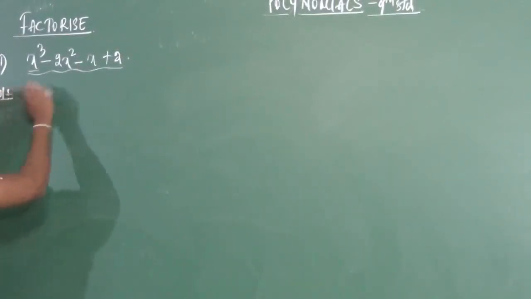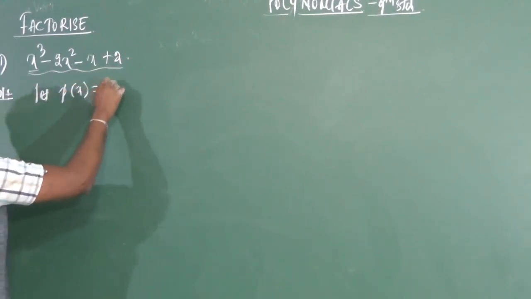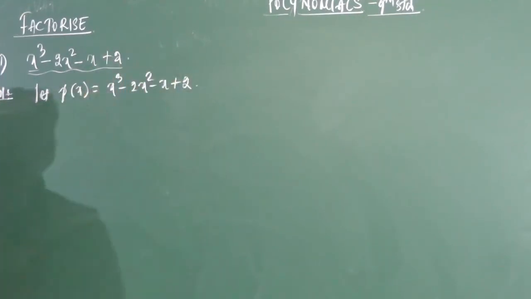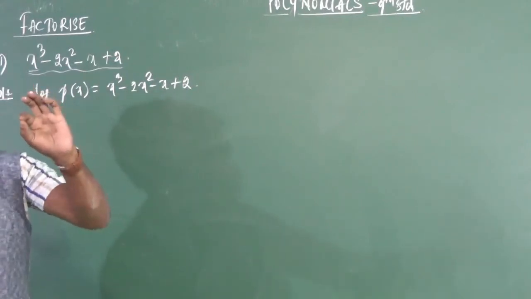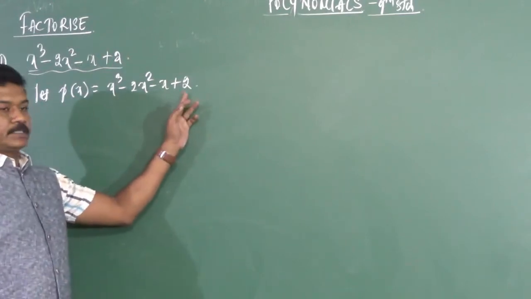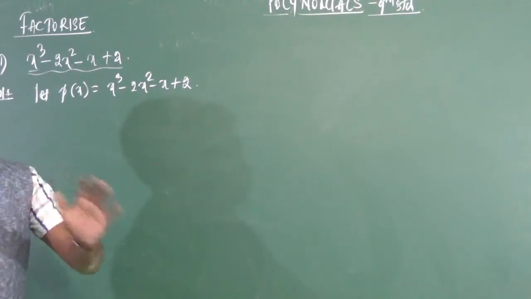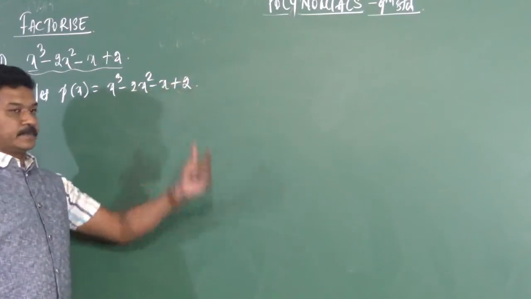Now let us give a name to this. So let p of x is equal to x cube minus 2x square minus x plus 2. Let it be the p of x. We have given a name to the polynomial. Now in this polynomial, look at the real constant. Who is the real constant here? So the particular real number which is free from the variable, which does not have any variable as the coefficient, is called the real constant. So here we have 2 as the real constant.